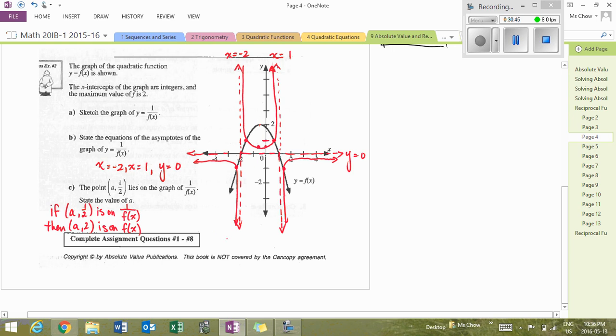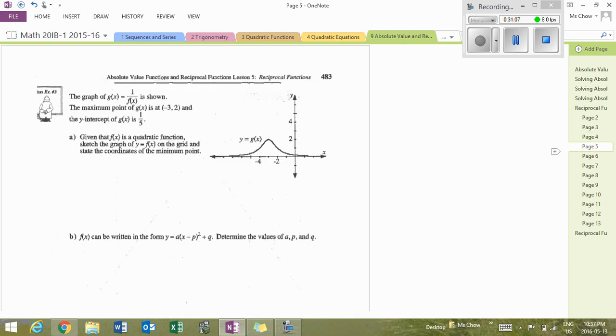To figure that out, halfway between -2 and 1, so add them together, divide by 2, and that gives us -1/2. So that tells us that a is equal to -1/2, and that is that point right here. Okay, awesome. Let's move on to our last example then.